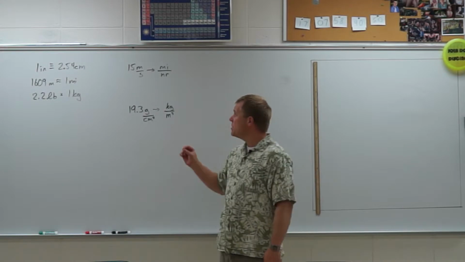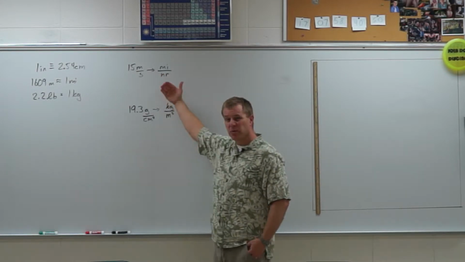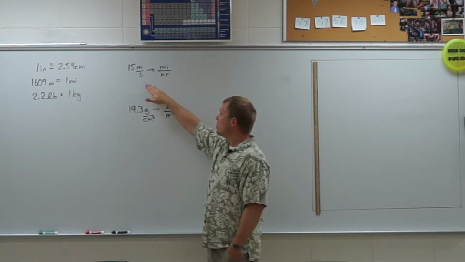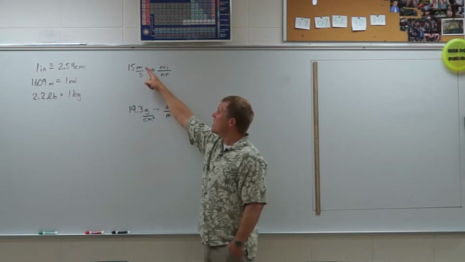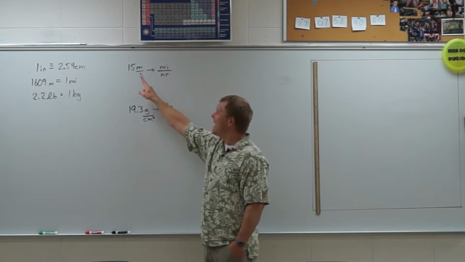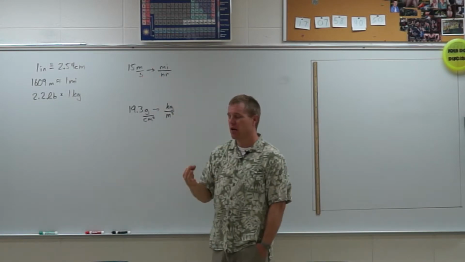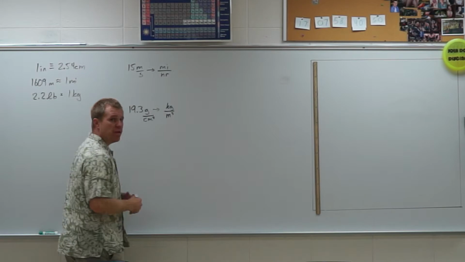All right, we're going to look at what happens when we have to do conversions where there's multiple units involved. So the first one we're going to do is meters per second to miles per hour. Okay? So you'll notice I have to go from meters to miles and I have to go from seconds to hours. So how do we do this?